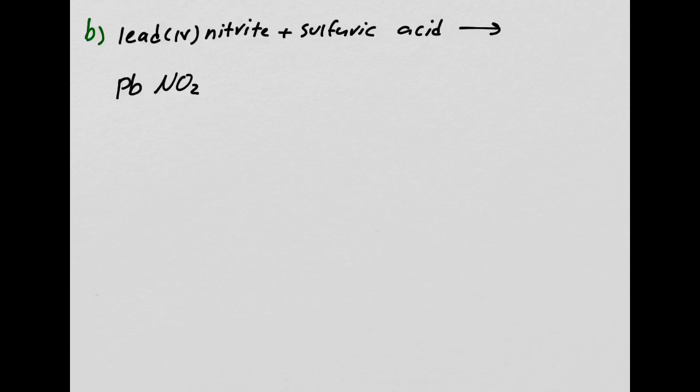Now, if you look at this one, Pb, I told you, has a +4 charge. The nitrite polyatomic ion has a -1 charge. So if I cross multiply the charges, I get Pb(NO2)4. You guys are good with that? Okay. Plus sulfuric acid.